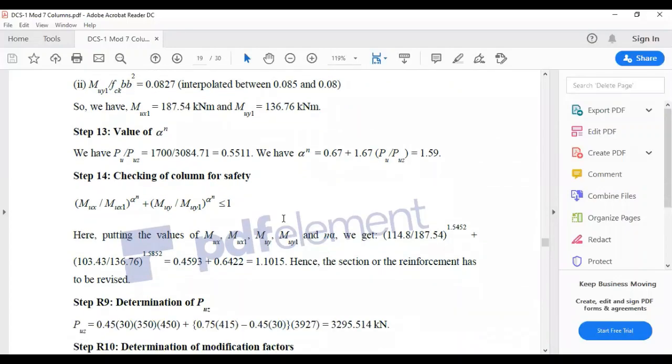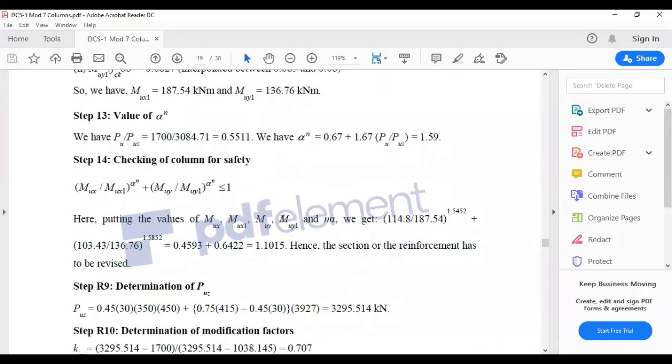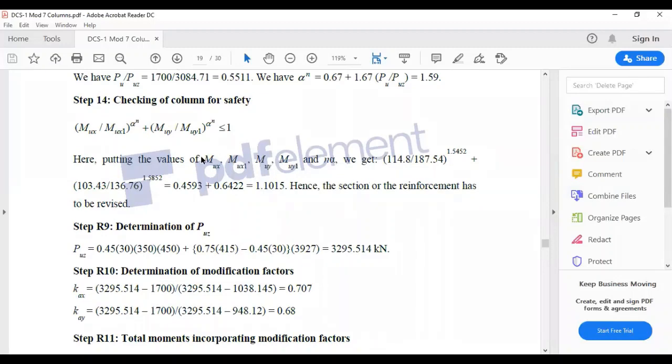Next step is to find the value of alpha n. We have the value of Pu upon Puz as 1700 upon 3084.71, which is 0.5511. So this gives the value of alpha n as 0.67 plus 1.67 into Pu upon Puz as 1.59. Now we'll check the column for safety, and this is checked using this formula: MUX upon MUX1 raised to the power alpha n, plus MUY upon MUY1 raised to the power alpha n, and this value should be less than or equal to 1, which we have been discussing.